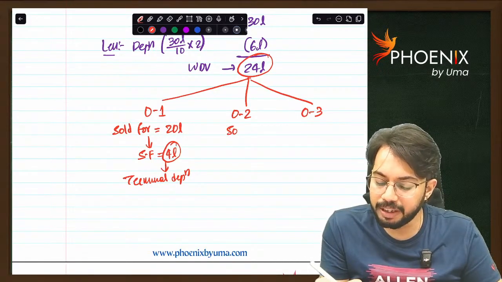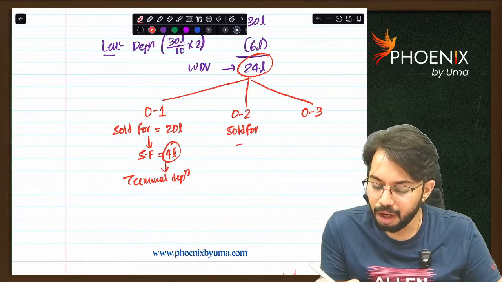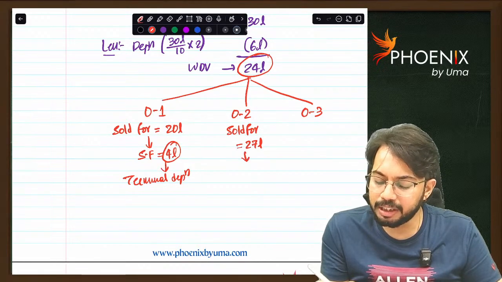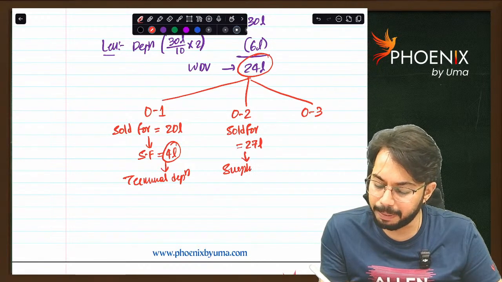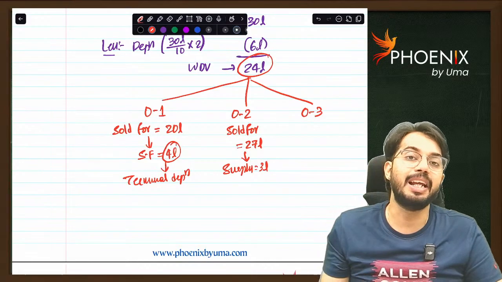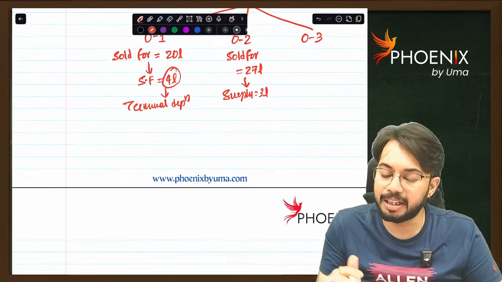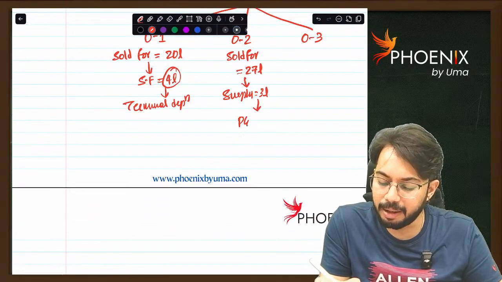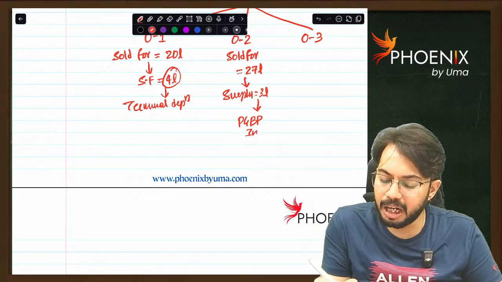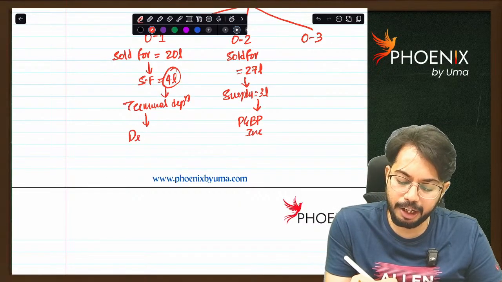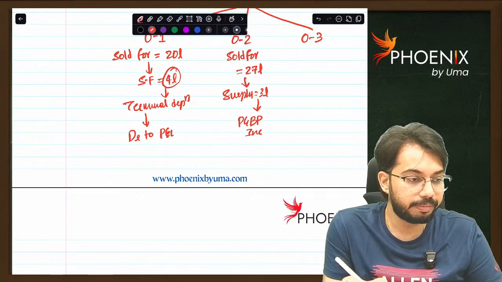Case 2, it was sold for 27 lakhs. So is there a shortfall or surplus? Surplus. How much is the surplus? 3 lakhs. This surplus will be considered as PGBP income. Terminal depreciation, on the other hand, will be debited to the P&L account.